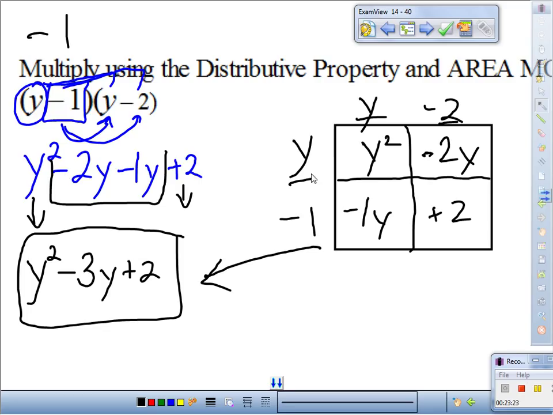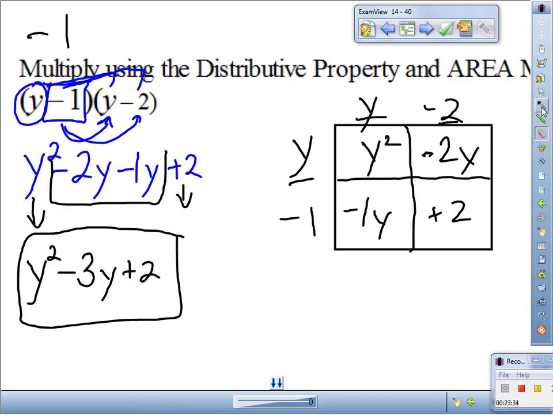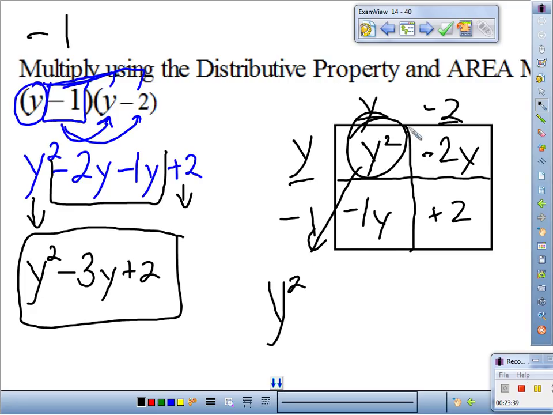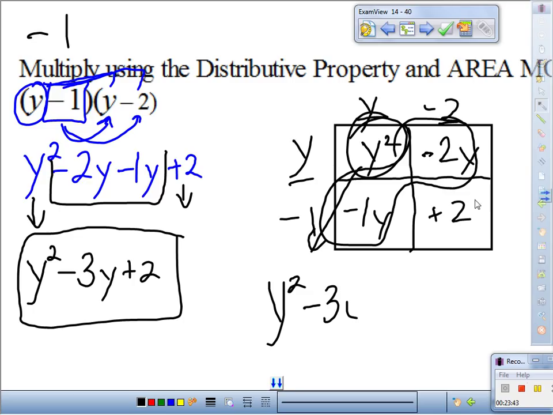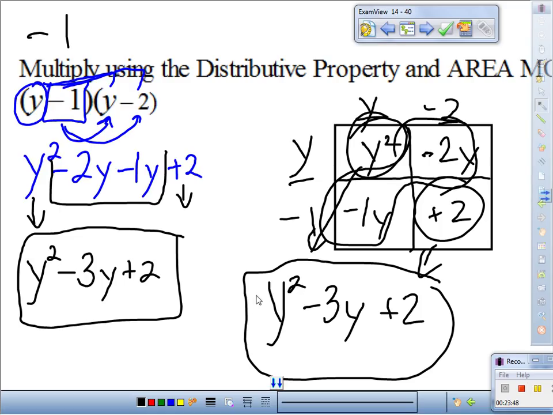Did you combine like terms here? No, you just pointed to the other one. Wow. You already did the work. Finish it off. Let's see. What's here? Y squared. Draw your peanut. Can we combine these? Yes, negative 3y. This one, bring it down, plus 2. Then you box it and you go, oh, I get the same as that. Well, guess what? Then you multiply correctly.